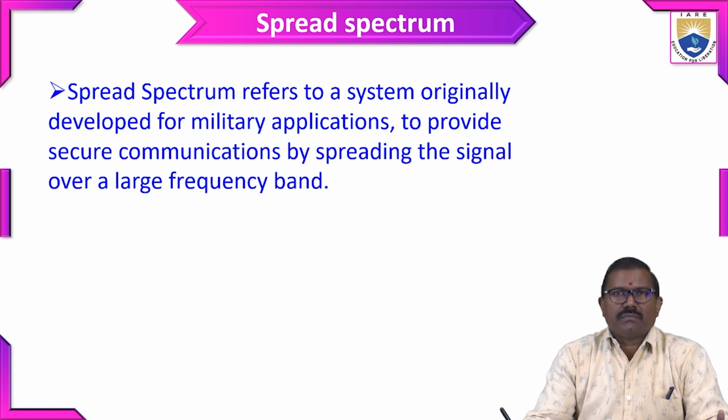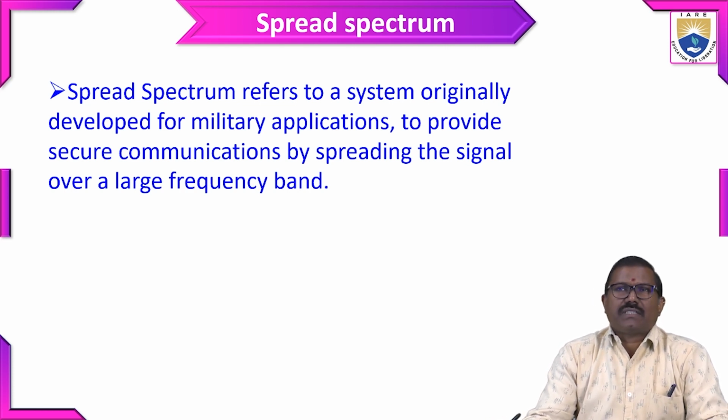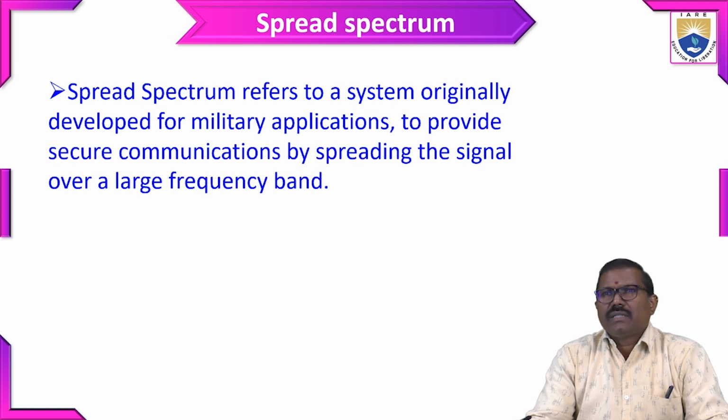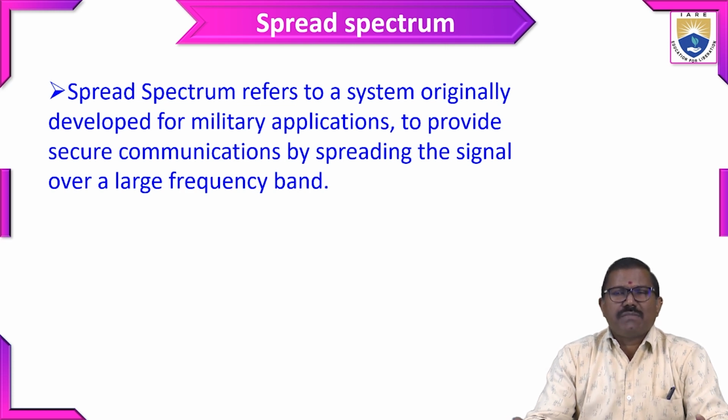How is the spread spectrum done? Here we know the spectrum. Spectrum is nothing but frequency bands. The range of frequencies is called bandwidth. The spectrum deals with the frequency bands, so the name reveals spreading the spectrum. So how do we provide secure communication? By spreading the signal over a large frequency band. That is spread spectrum.